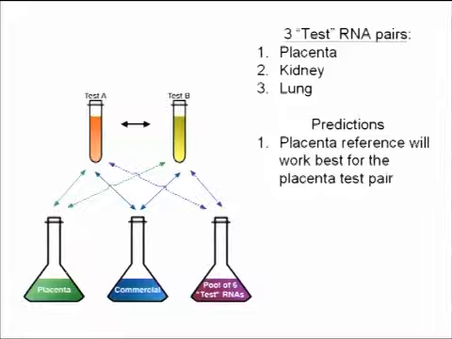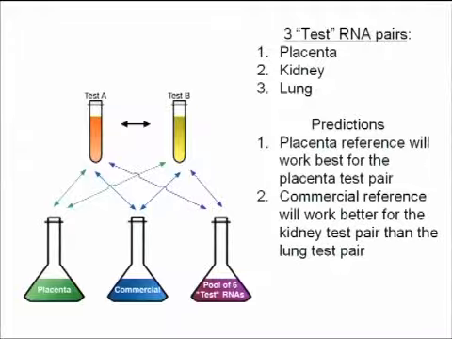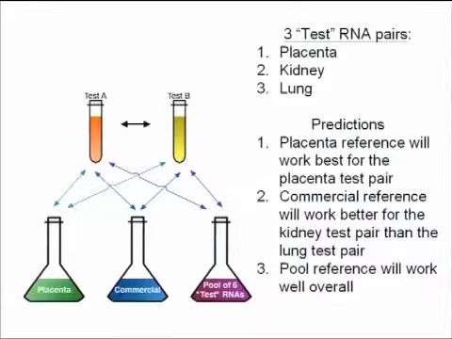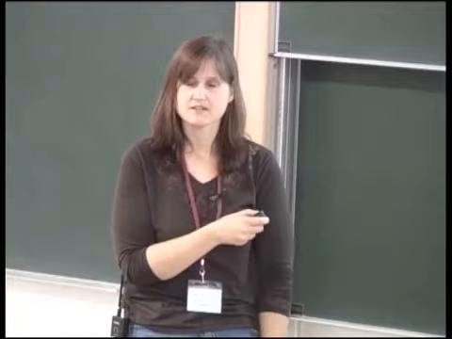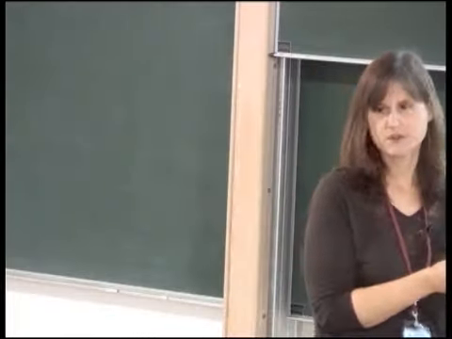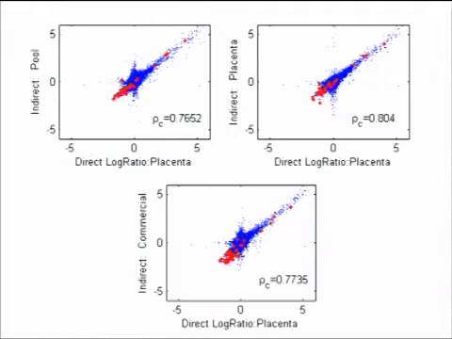So our hypothesis was that the placenta reference would work best for the placenta test pair because they're most similar. That the commercial reference would work better for the kidney test pair than for the lung test pair because kidney was a component of the commercial reference and lung wasn't. And our third prediction was that the pooled reference would work well overall because it's made up of the 6 other samples, so it should be similar to them.